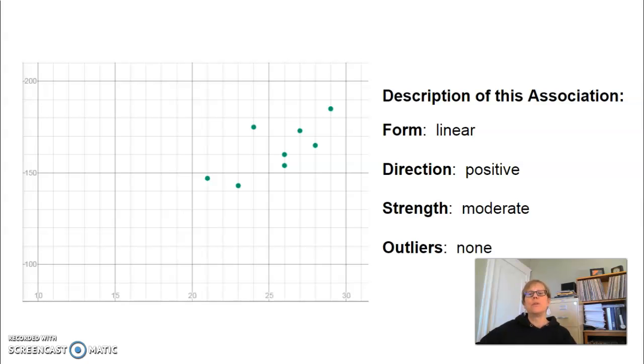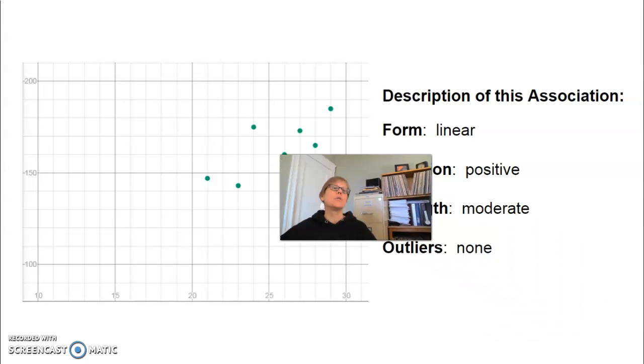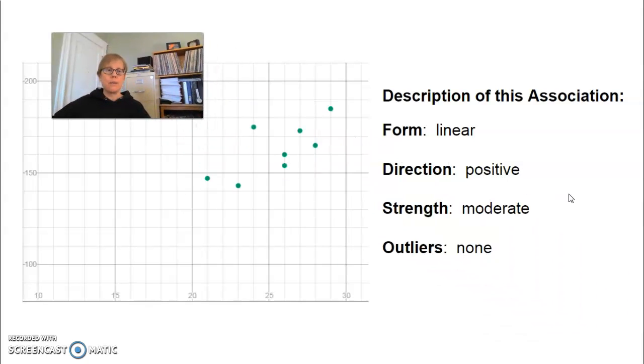I just wanted to review this. I thought this was a good opportunity to just review describing associations, and this time maybe putting some vocabulary with it. So there are really 4 parts to describing an association. I often only ask for 3, but I'm often leaving the outliers out. So the form is it linear or nonlinear? And as we get more specific, is it exponential? Is it quadratic? Is it some other function? Right? So for now, though, we're just saying linear or nonlinear.